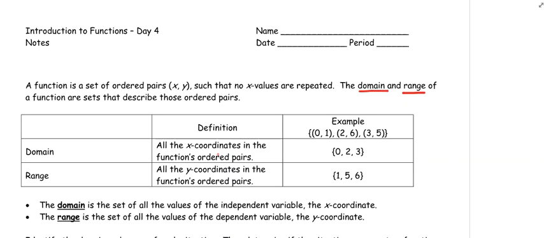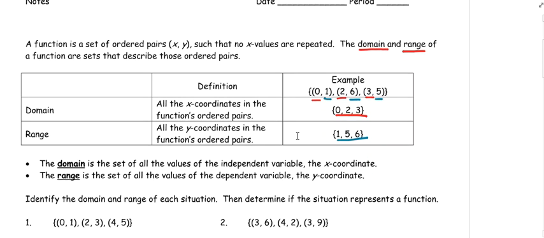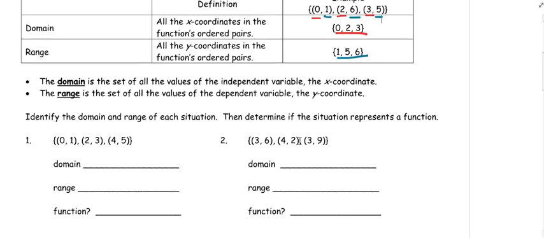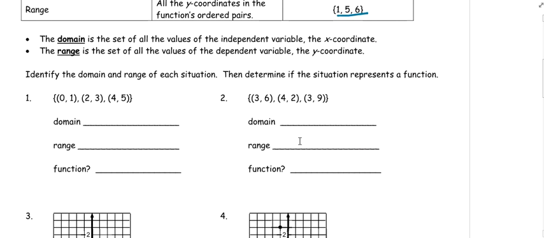So for example, if you have the points (0, 1), (2, 6), and (3, 5), your domain is going to be 0, 2, and 3, okay? And your range is going to be 1, 6, and 5. That's domain and range right there. Pretty simple. If you're looking at it graphically, domains are your x values and ranges are your y values. The domain is the set of all values of the independent variable, the x coordinate. And the range is the set of values of the dependent variable, the y coordinate.